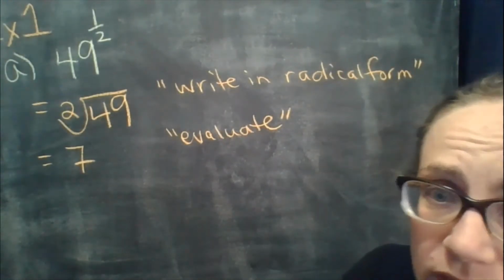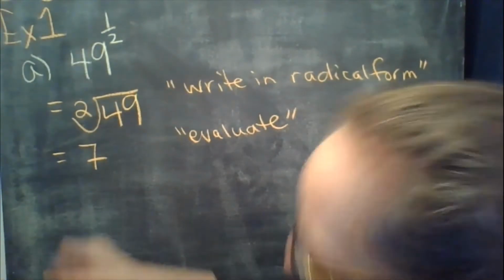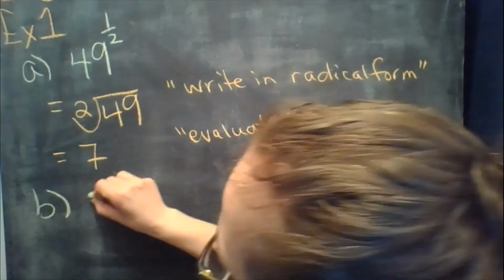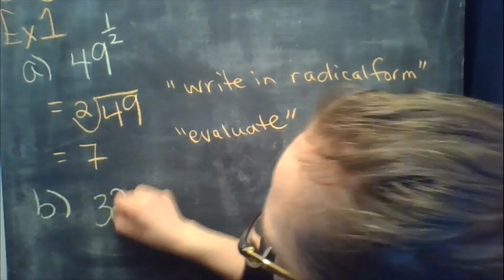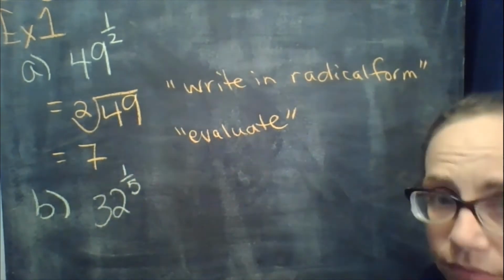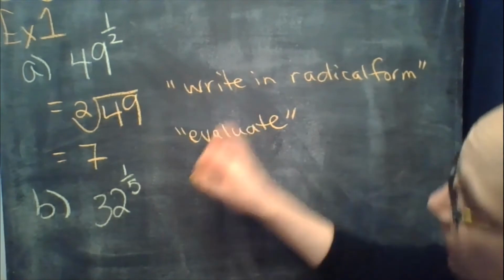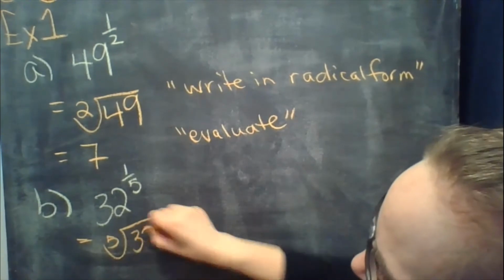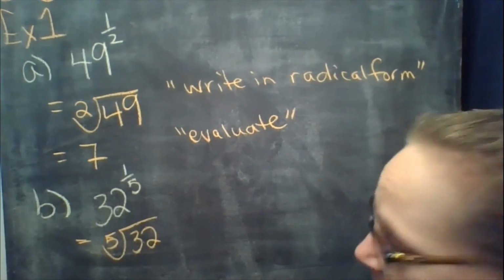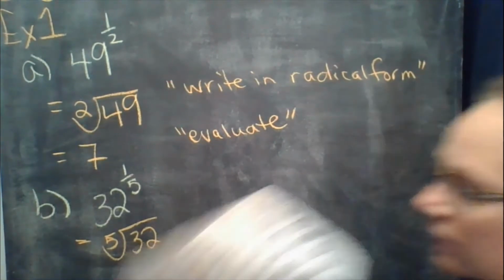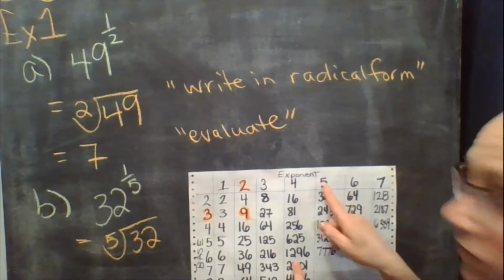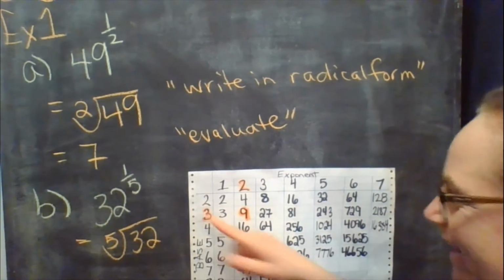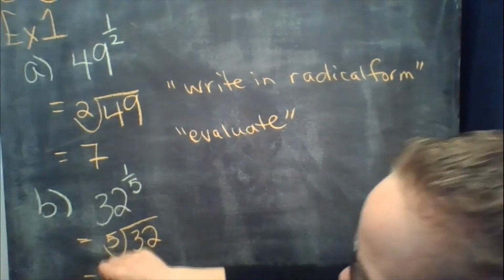What if we picked the 5th root of 32? So I would have 32 to the 1/5. If I write that in radical form, that is the 5th root of 32. And the 5th root of 32, so we get our handy dandy little table, is 2. That equals 2.